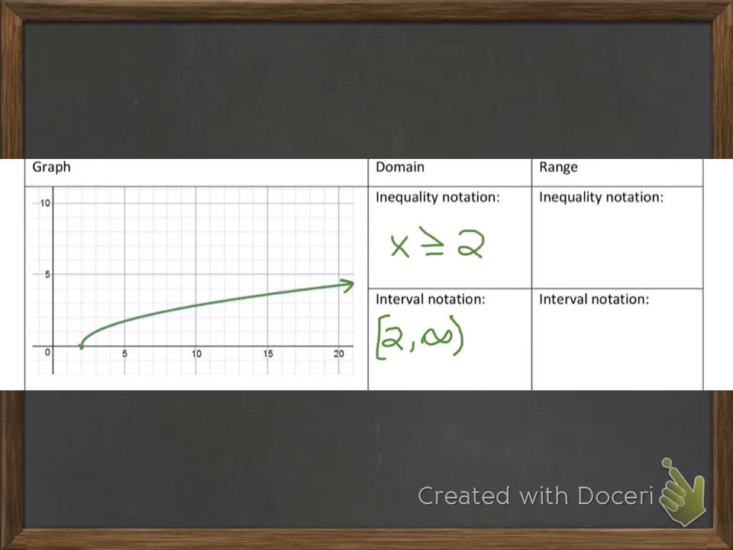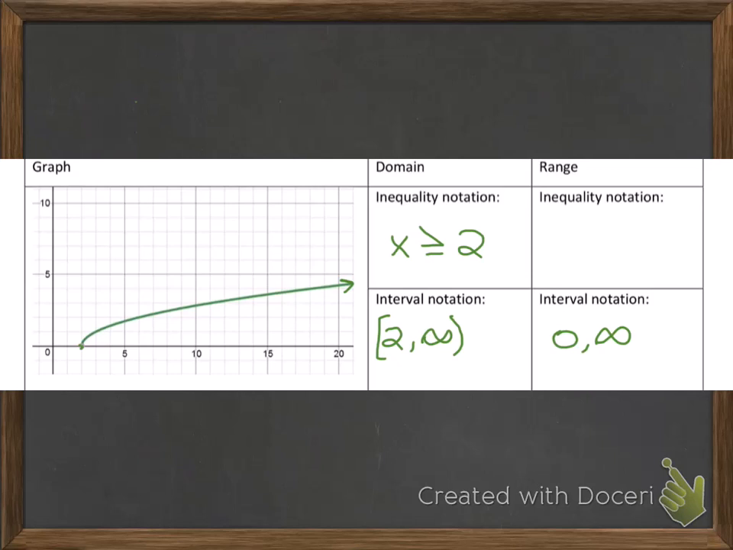Okay, so now we have to think about the range. Now instead of sweeping from left to right, I'm sweeping from the bottom to the top. As I move up the y-axis, where's the first y value that I see? Well, the first y value is right here, and that's actually at y equals 0. Then if I keep going up and up and up, it's going to keep increasing. So there is not an upper limit on the set of y values, or my range.